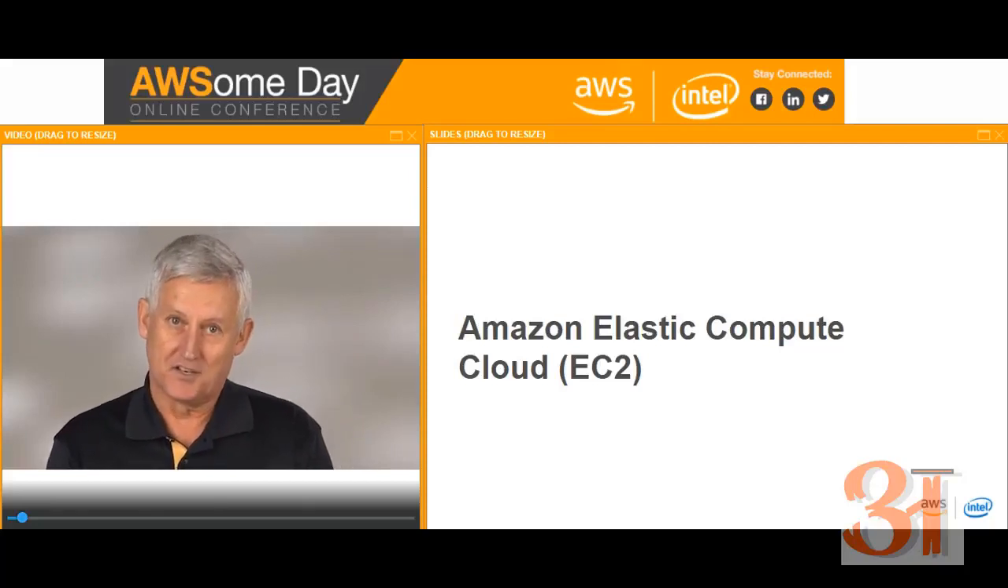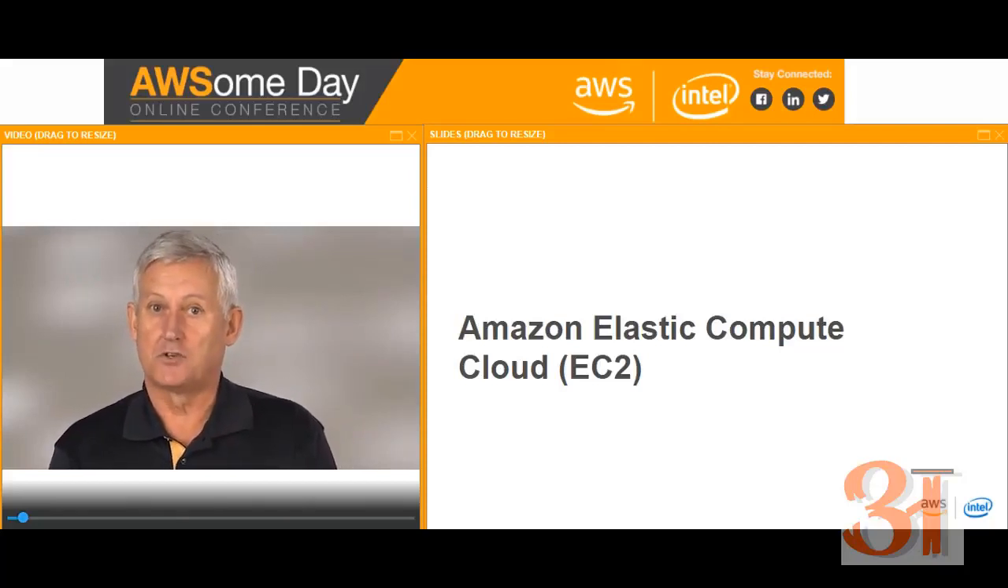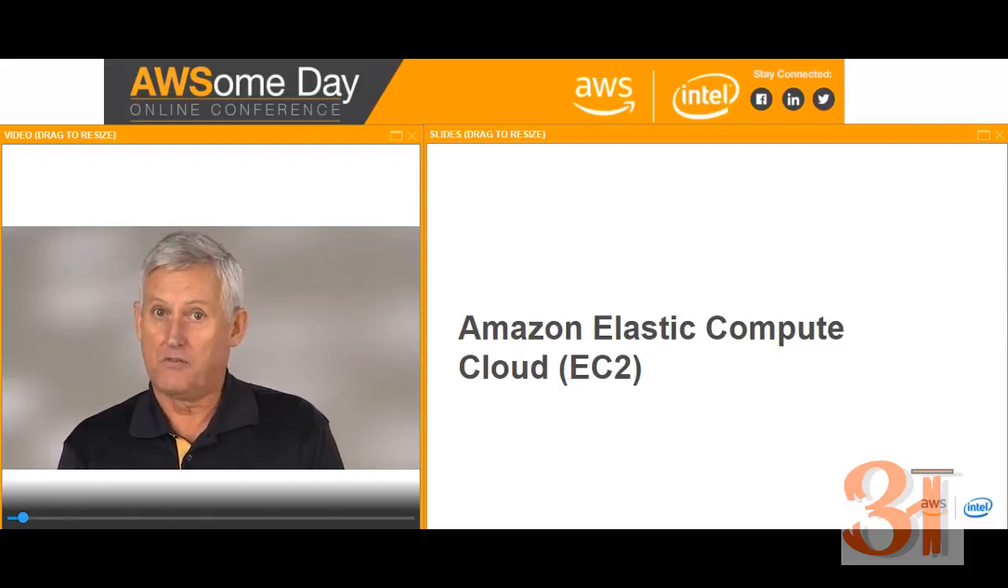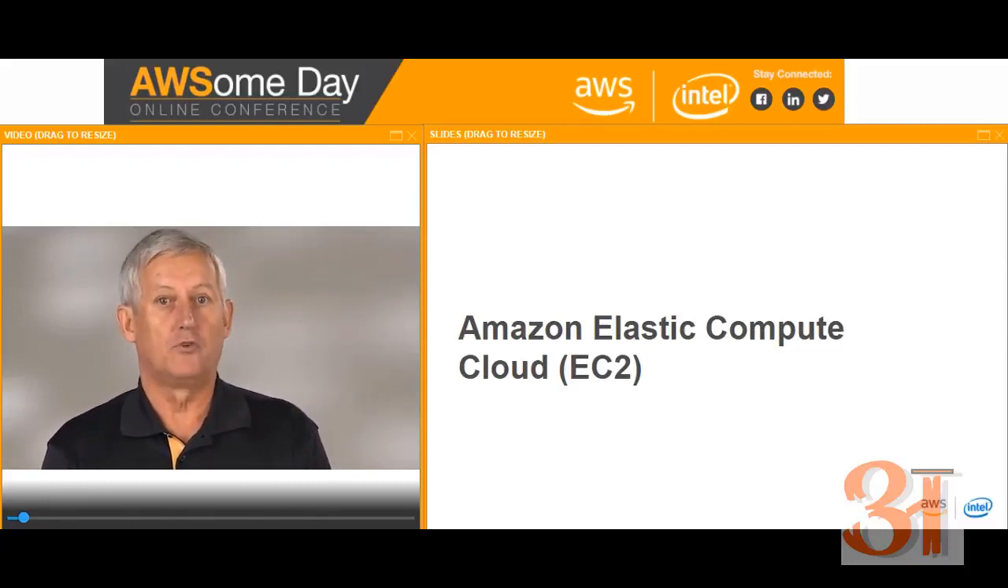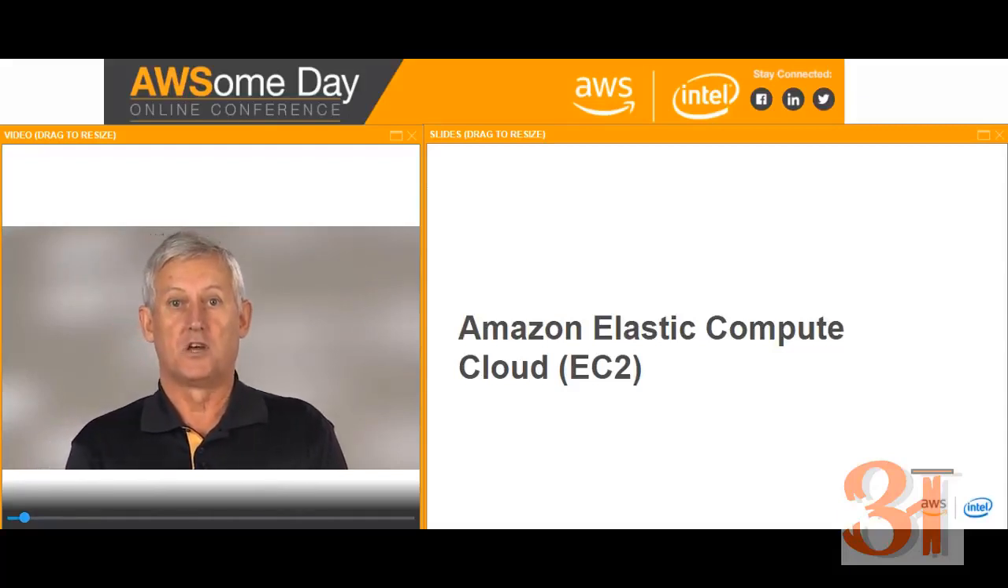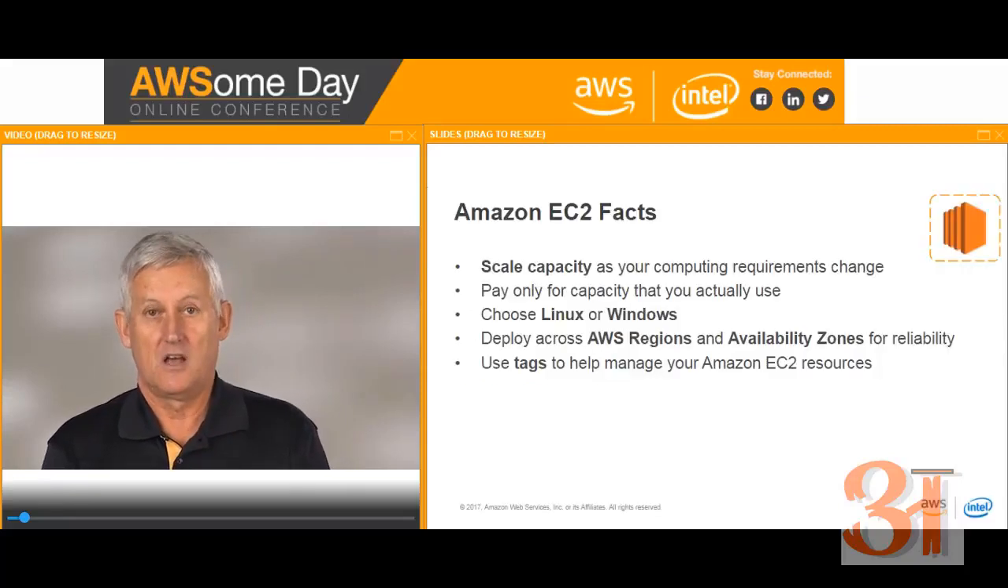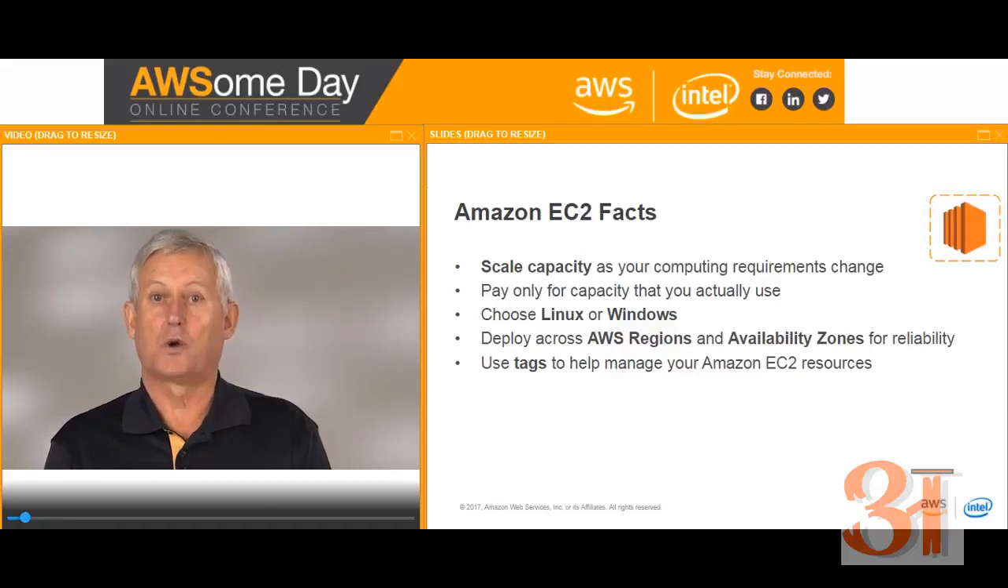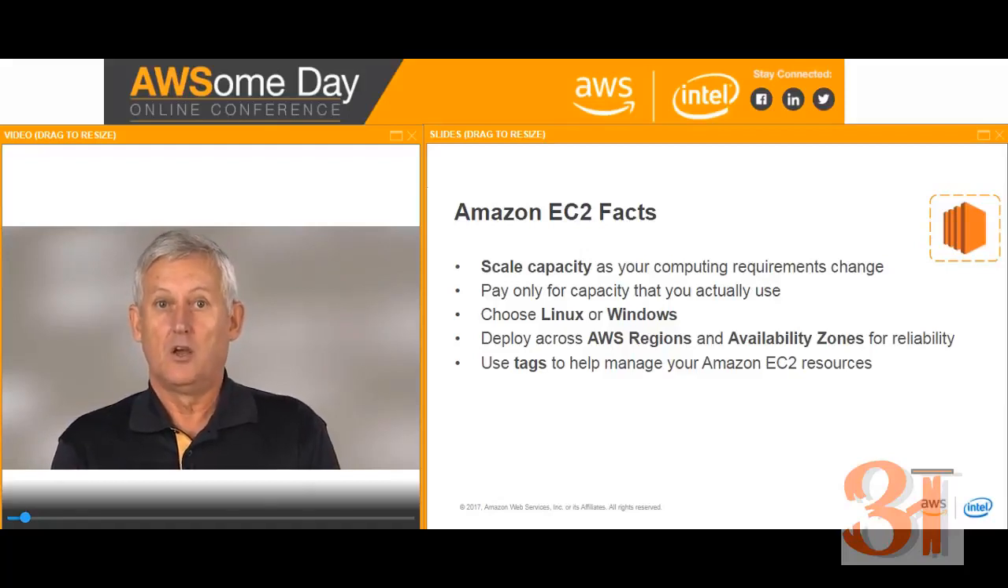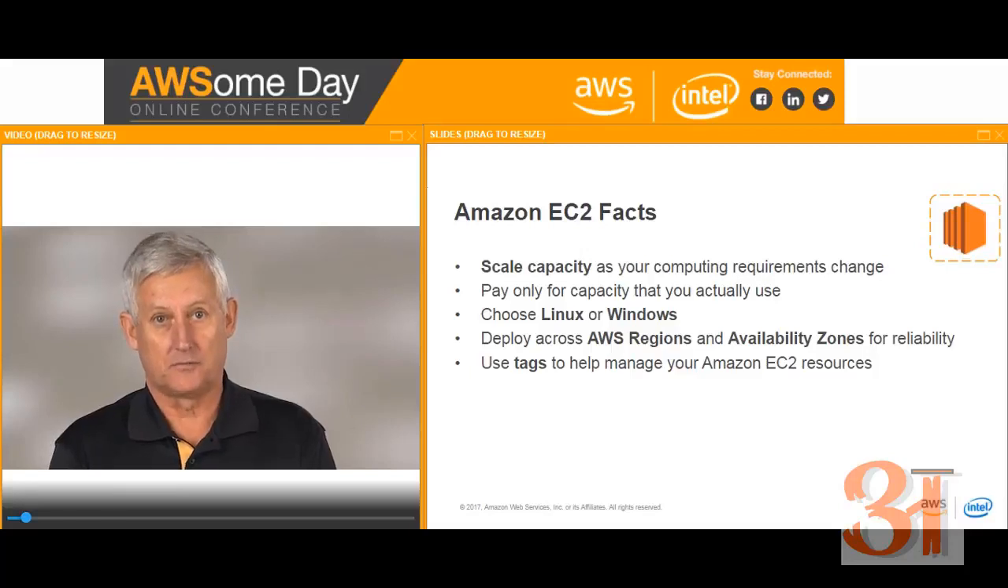Amazon EC2 instances are virtualized servers running in AWS data centers. EC2 provides you with complete control of your computing resources and reduces the time required to obtain and boot new server instances to minutes. You can programmatically scale your computing capacity as your requirements change. You pay only for the compute capacity that you actually use.